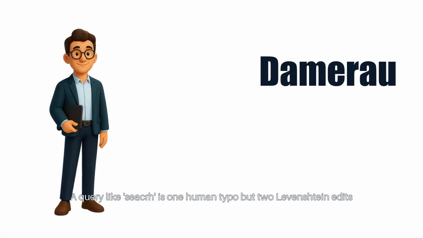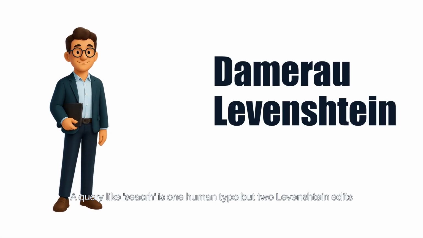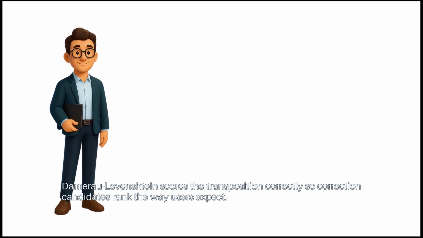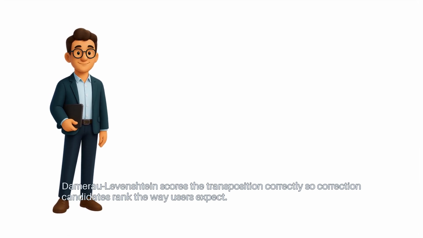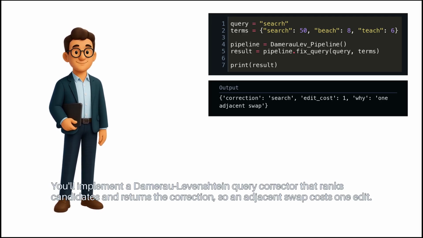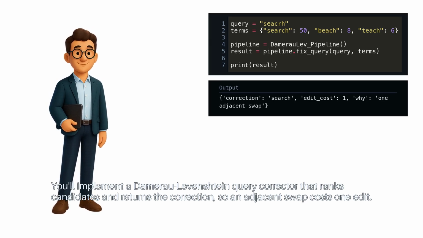A query like seacrh is one human typo, but two Levenshtein edits. Damerau-Levenshtein scores the transposition correctly, so correction candidates rank the way users expect. You'll implement a Damerau-Levenshtein query corrector that ranks candidates and returns the correction, so an adjacent swap costs one edit.